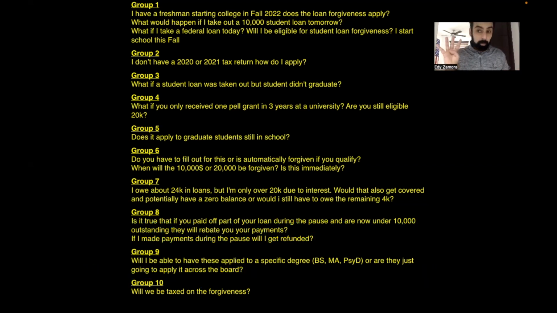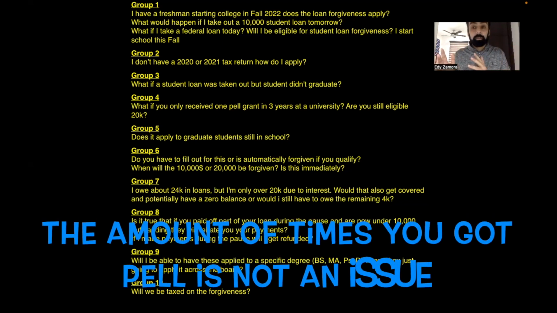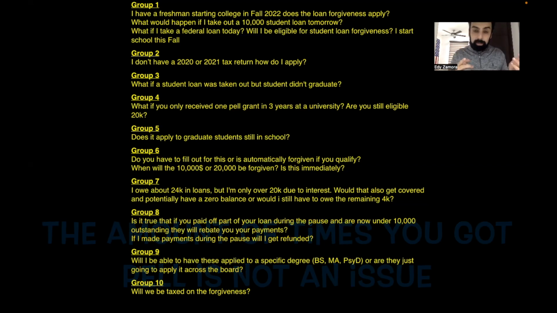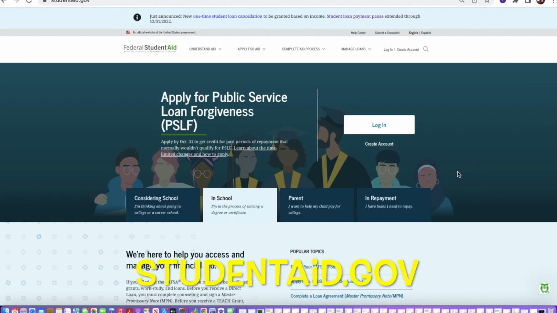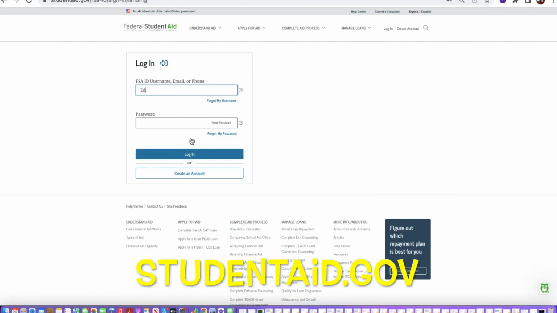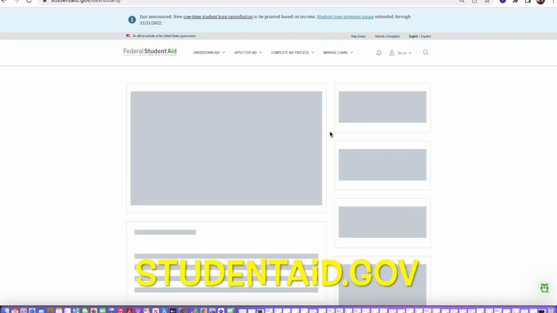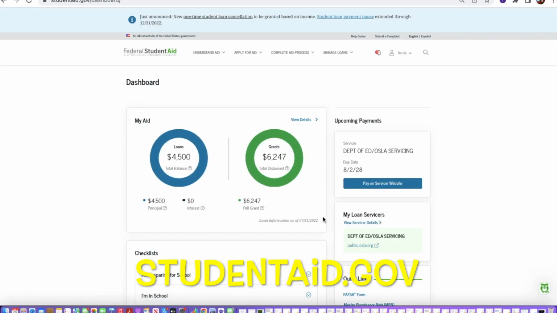Let's go to group number 4 here. What if you only received Pell Grants for one semester or one quarter or one year, and not all four years? Can you still get the extra $10,000 loan forgiveness because you received Pell Grants? And the answer is yes. Once again, as I showed you in the previous videos, if you go to the studentaid.gov website and log in, you will see on the left of the screen both the loans that you have gotten as well as the grants.